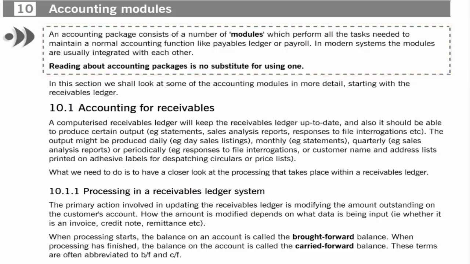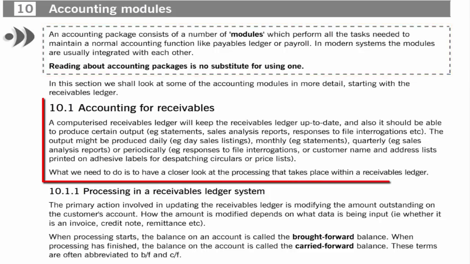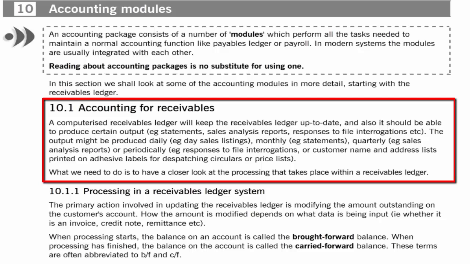In this lecture, we're going to step inside the Receivables Ledger module, the part of the system that deals with money owed to the business by its customers. This is sometimes called Accounts Receivable. It is an essential part of any business that sells goods or services on credit.